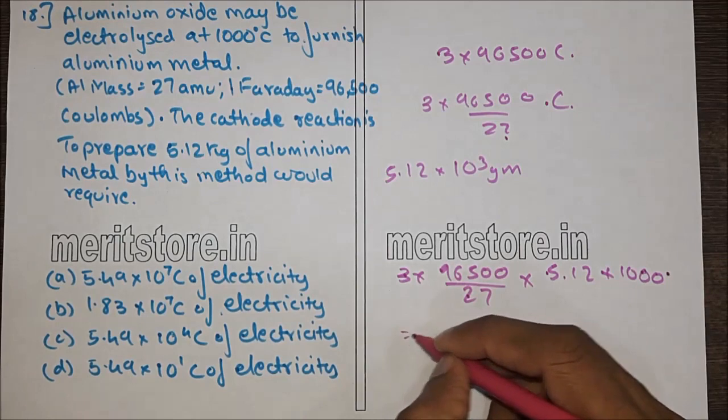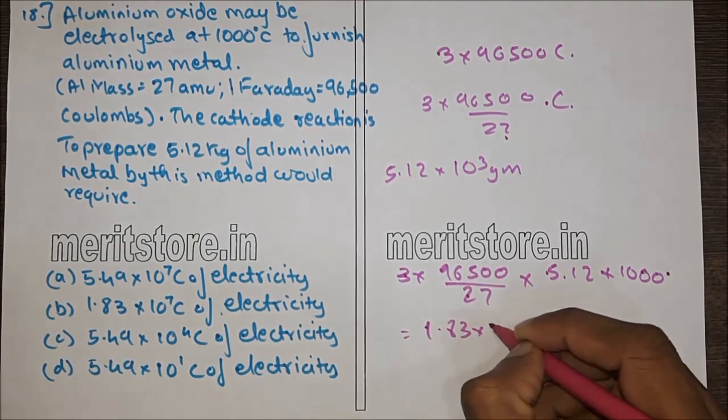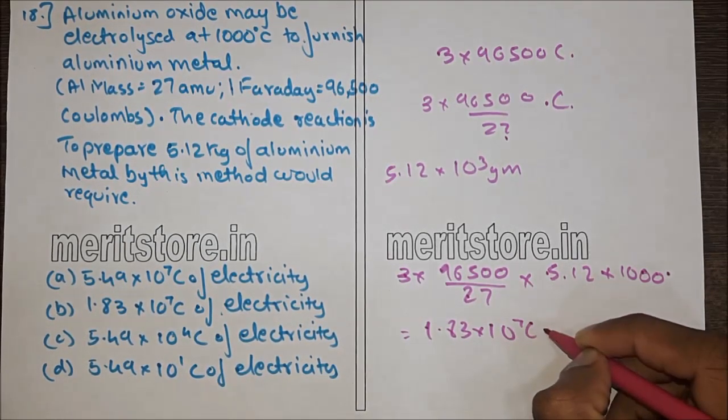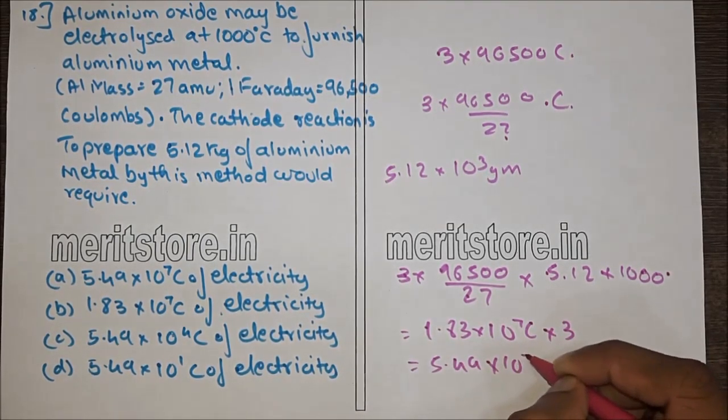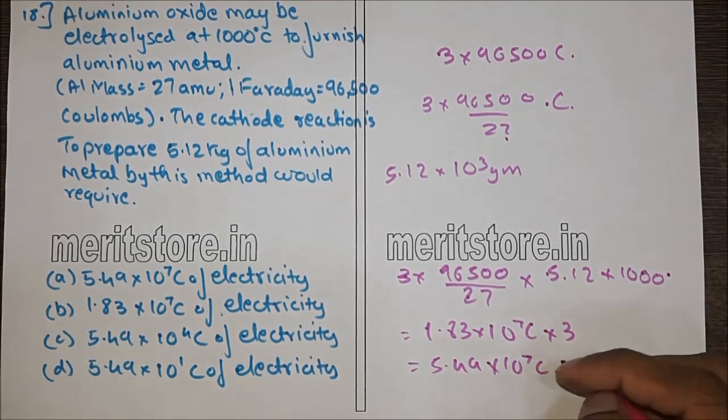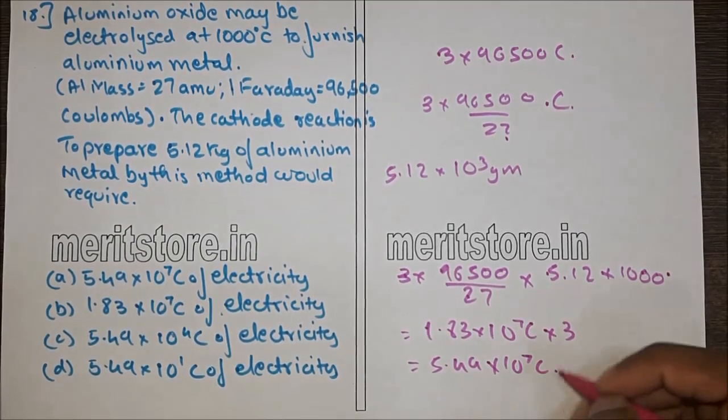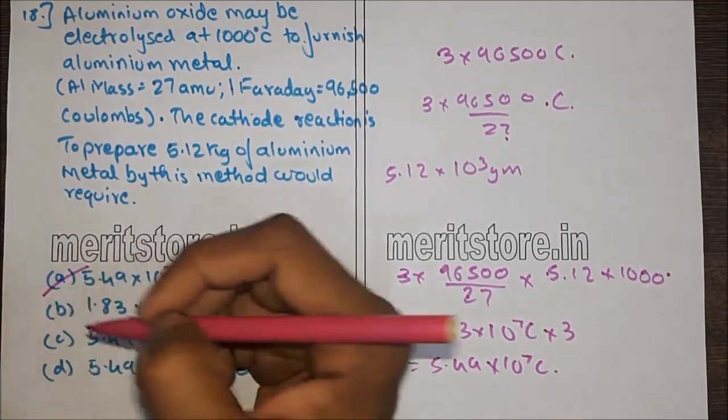which is equal to, for the solving we have 1.83 into 10 to the 7 coulomb into 3, which is equal to 5.49 into 10 to the 7 coulomb. So therefore we see our answer matches option A, therefore option A is the correct answer.